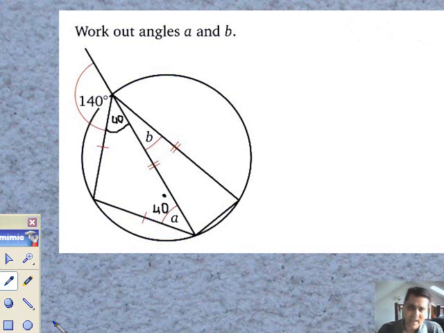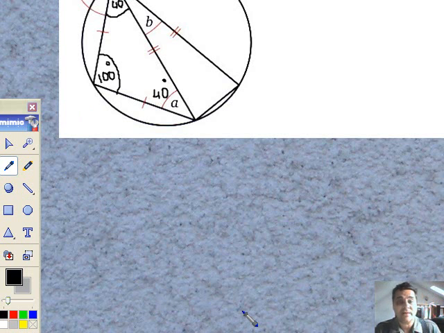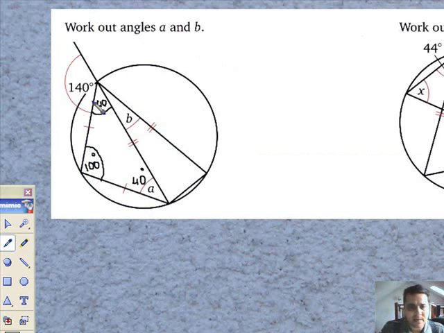Now what about this horrible little angle B? I'm thinking. I reckon it could be useful to work out this angle right here. If I have an isosceles triangle, I've got a 40 and a 40, which is 80. That leaves me with 100 degrees left, because all angles in a triangle add up to 180. And I can see I've now created a cyclic quadrilateral.